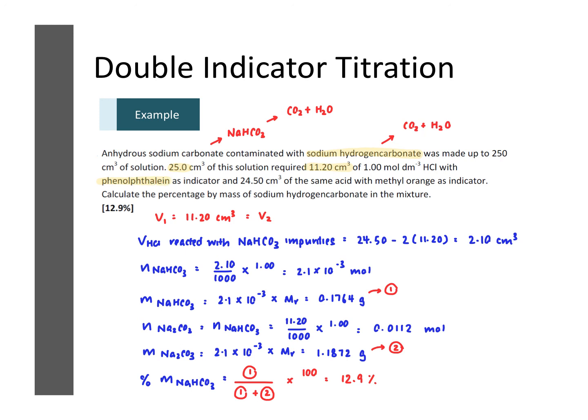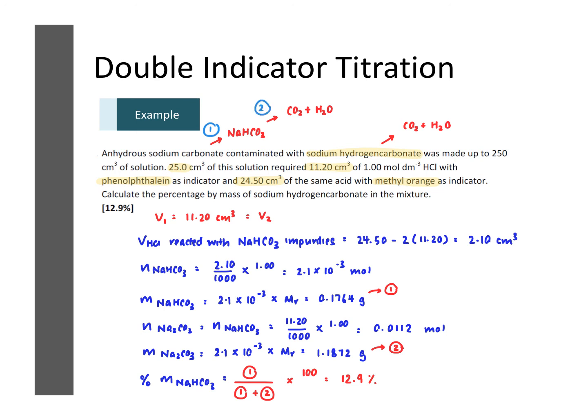So remember, when you use phenolphthalein as the indicator, it can only detect endpoint 1, meaning your hydrogen carbonate impurities will not undergo any reaction. It is not detected by phenolphthalein. Right? And then when you perform a second titration with methyl orange, it will detect the second endpoint. So this final titer value, the second titer value, will represent the volume of acid required to react your sodium carbonate all the way to endpoint 2.